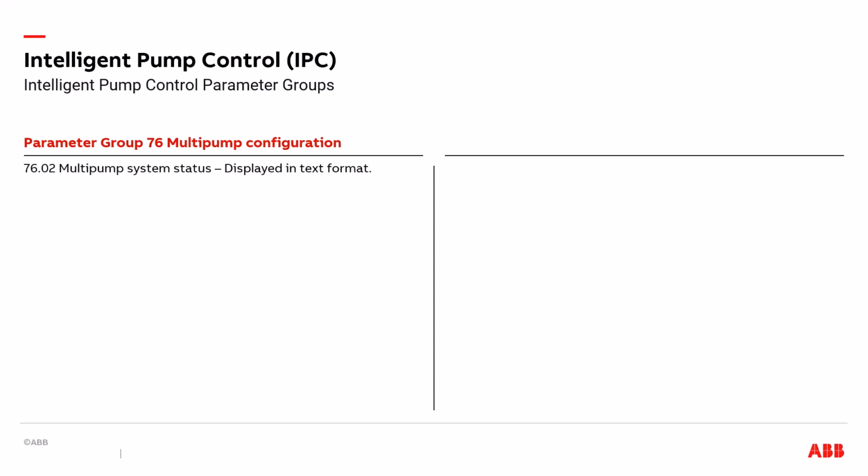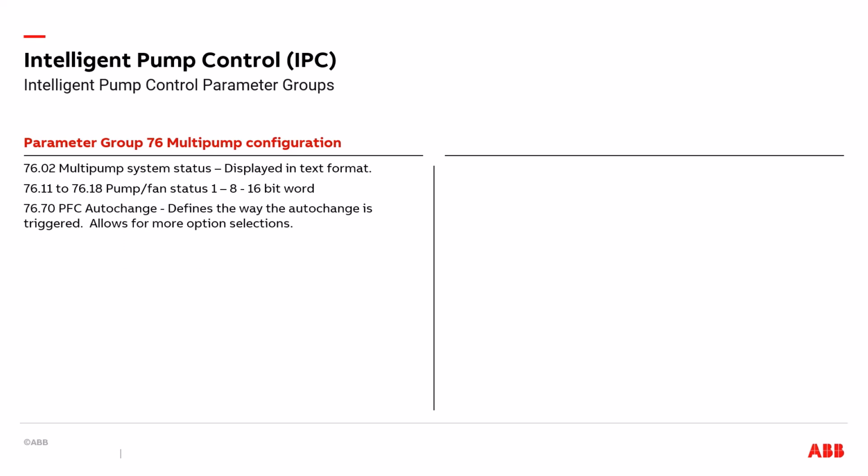Parameter 7602, multi-pump system status, is displayed in text format. And 7611 through 7618, pump and fan status, words 1 through 8, is a 16-bit word. Refer to the manual for what the individual bits mean for each word. 7670, PFC auto change, defines ways to do auto change. It allows for more options to be selected than we can select in primary settings.